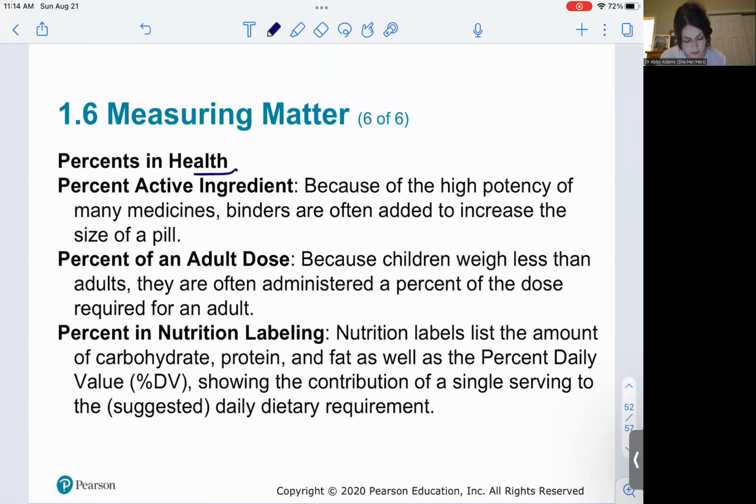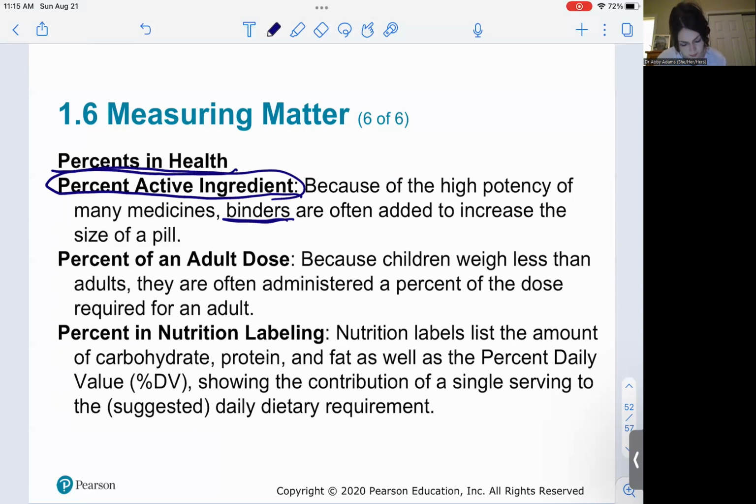Something else that you're going to see a lot of are percents in health. The percent active ingredient is something you're going to see a lot. You can see that on the back of a box of Benadryl or Excedrin, because the actual active ingredient has high potency, so to increase the size of the pill to something that makes sense, they use different binders. That way you have to express what percentage of that tablet is actually the active ingredient, like acetaminophen within a Tylenol tablet.